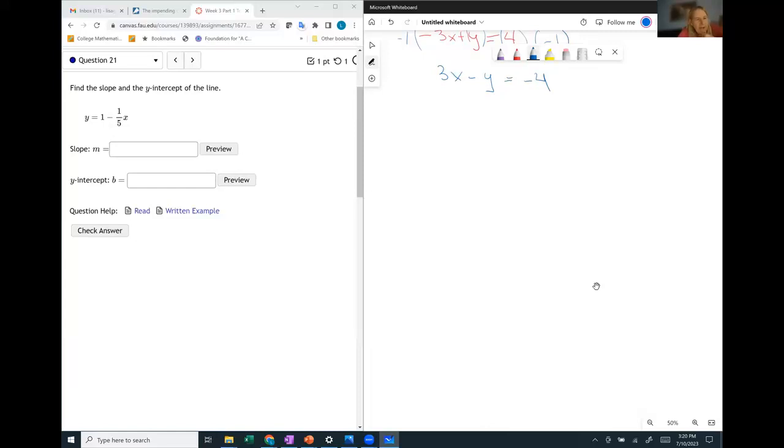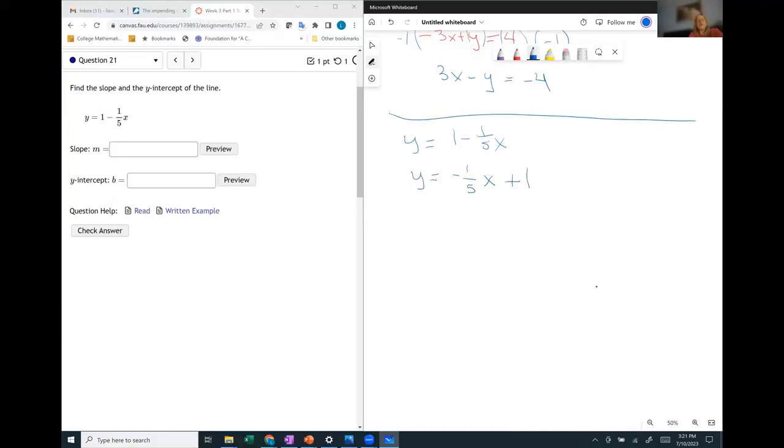Find the slope and the y-intercept. Well, y equals 1 minus 1/5 x. Where is the slope usually? You said the slope is rising. It's at the top. Well, what number here is the slope? The 1. No. The slope is always in front of the x value.